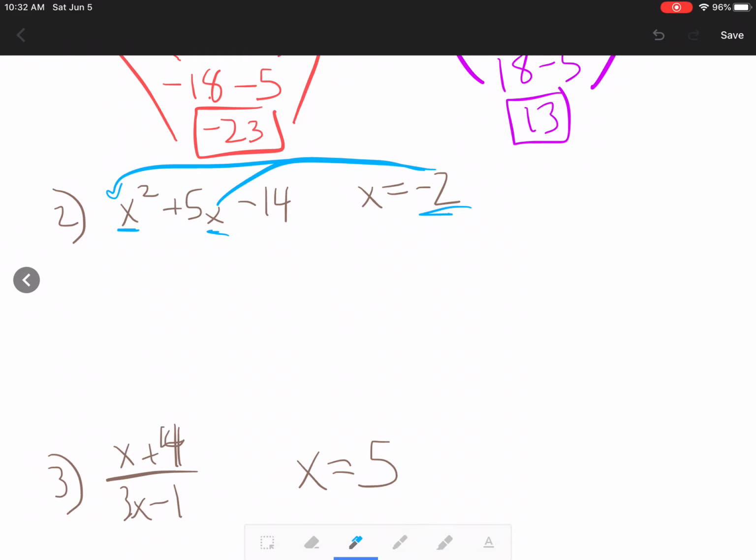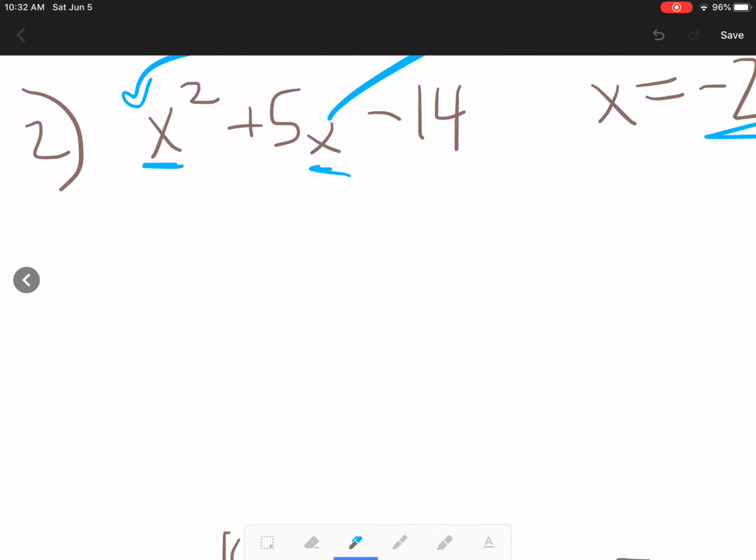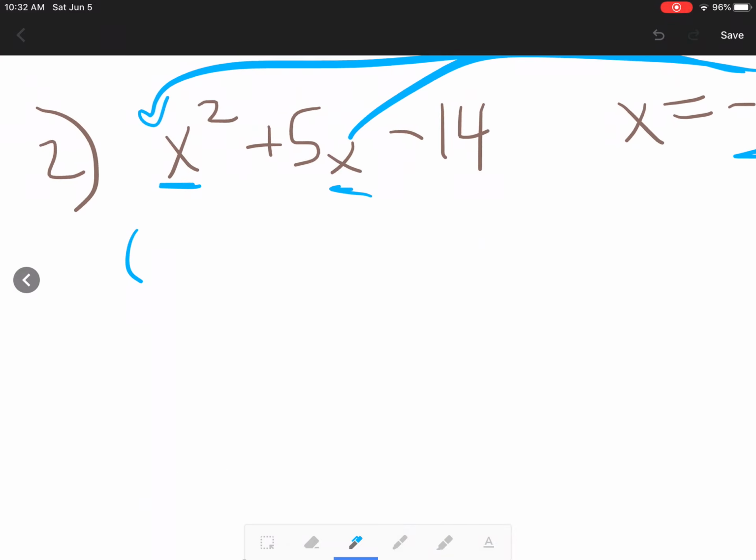Again, parentheses are your friends. So let me zoom in a little bit so it's easier to see it. Oops, I don't want x. And there we go. All right, negative 2 squared plus 5 times negative 2 minus 14. So step 1, put it in. Step 2, start evaluating. So negative 2 squared.